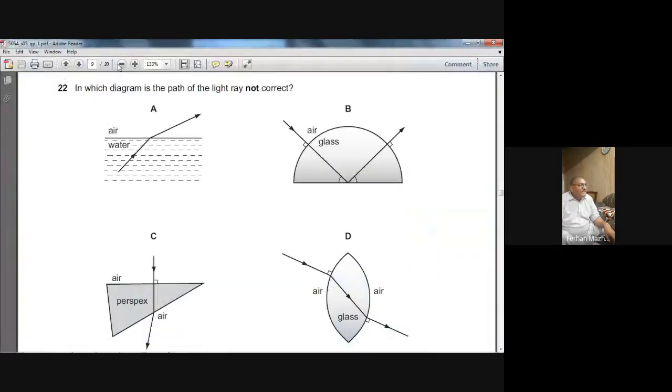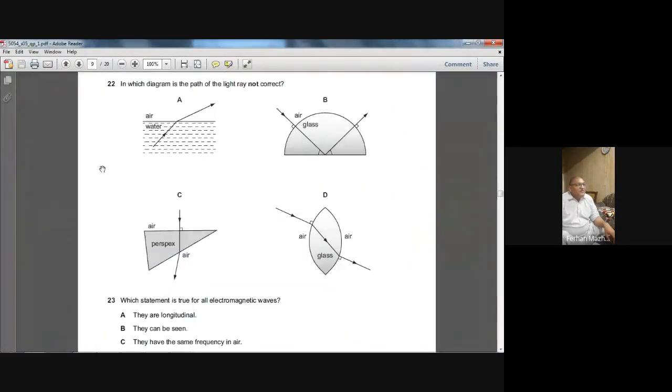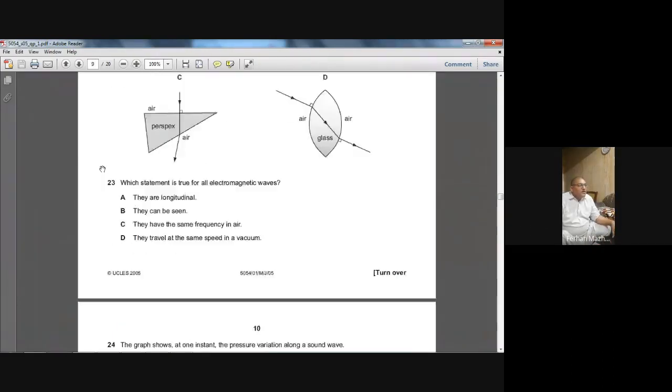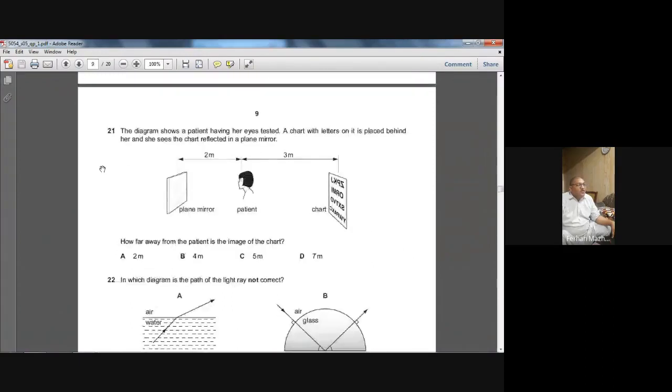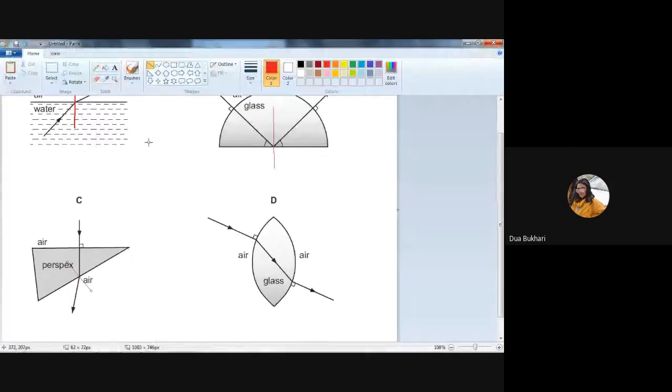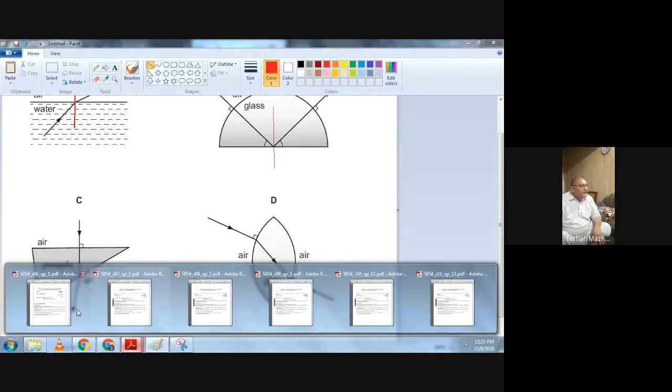So what's the choice? In which diagram is the path of the light ray not correct? D. So D is the option. Do you understand? It's a little complicated thing. Yes, sir. Okay. So there were just two questions on the topic of light. This was the summer 2005 paper. I hope you have understood.